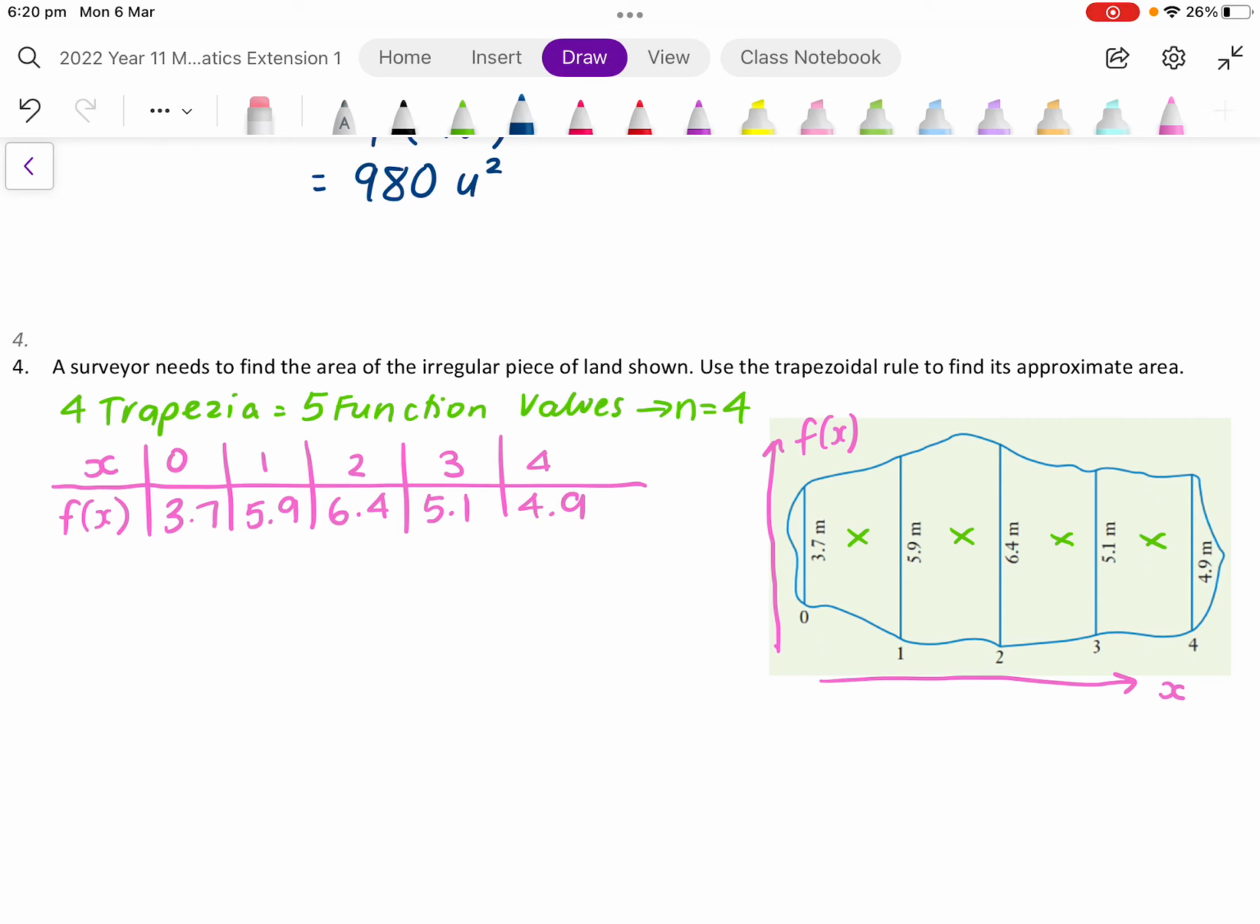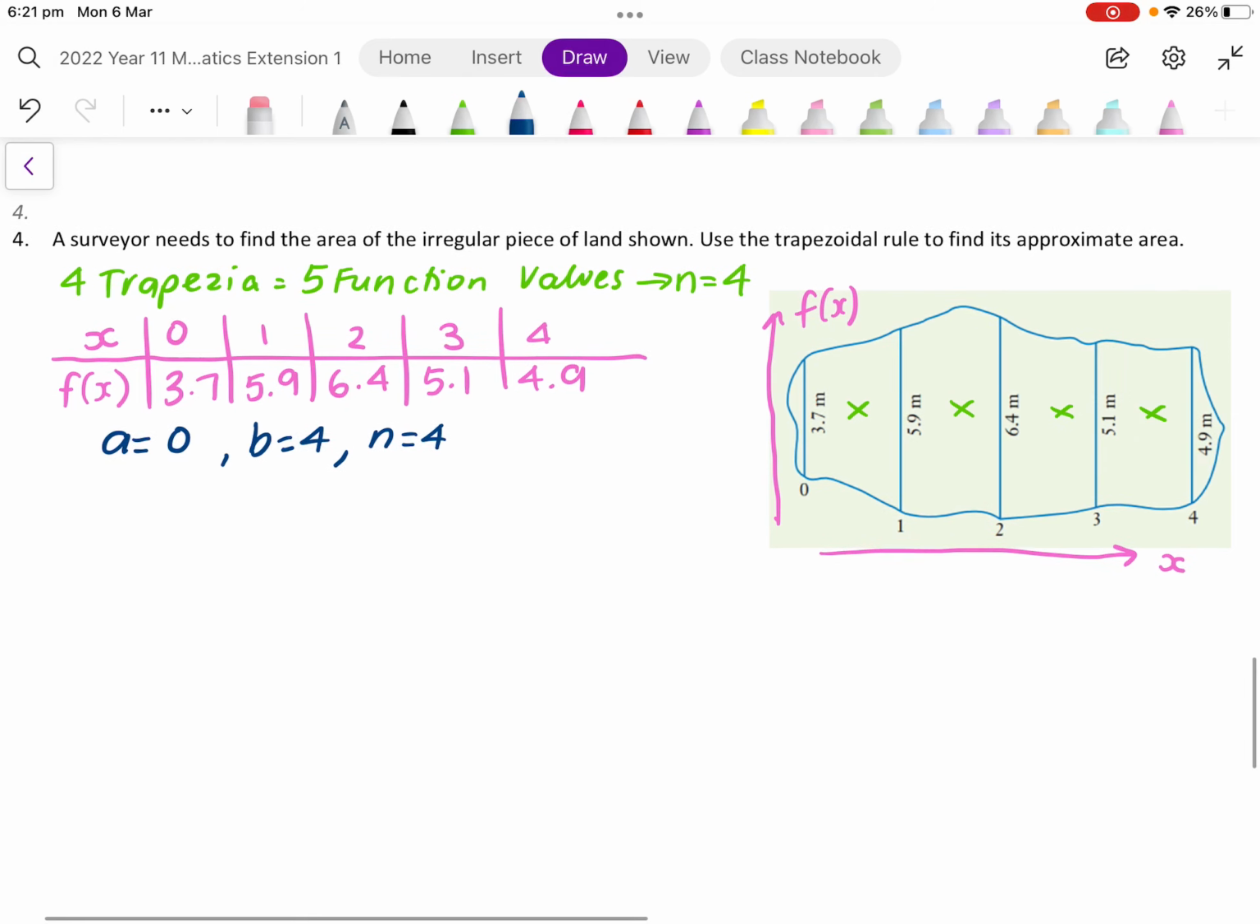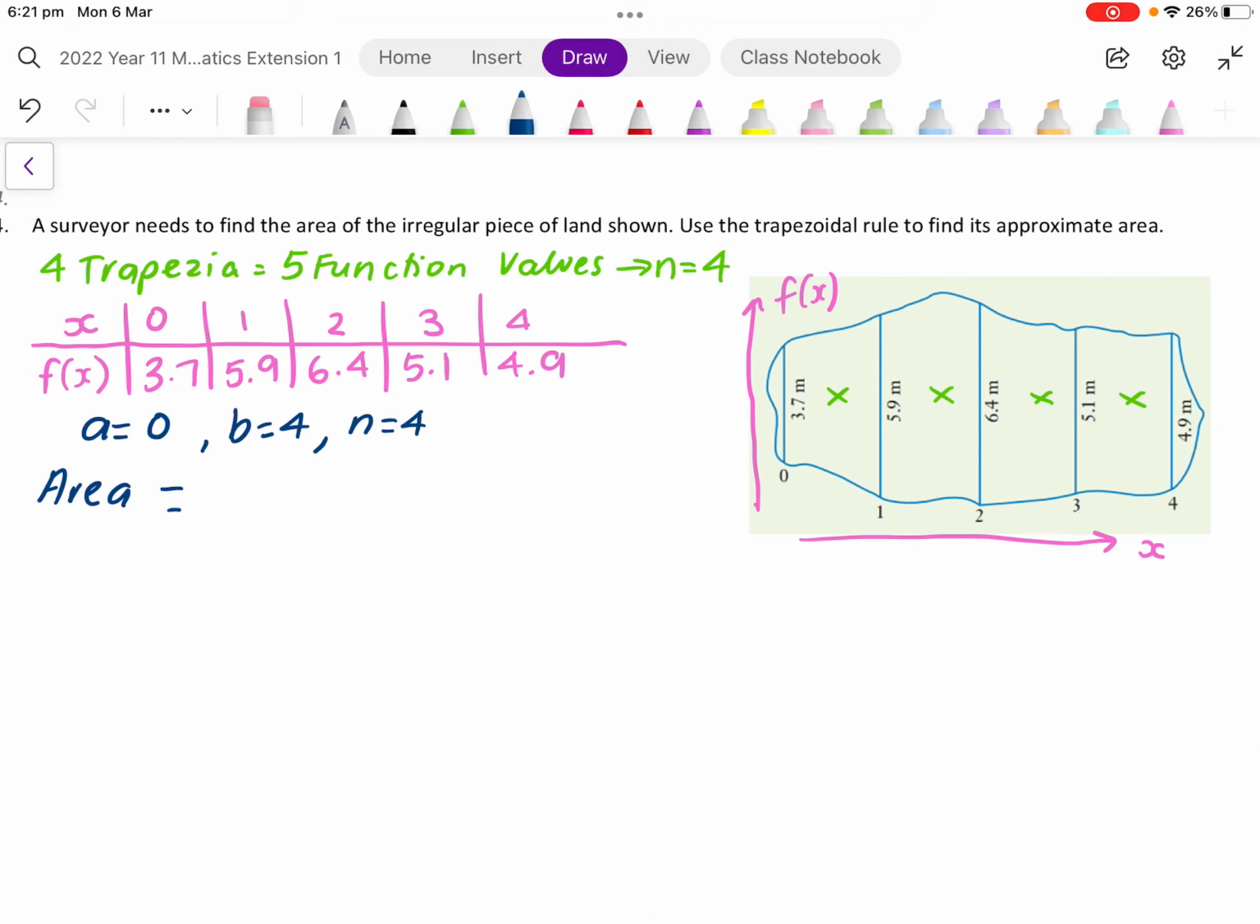This means that our a is equal to 0, because that's our first x value. Our b is equal to 4. Our n is equal to 4 as well. Because we're not actually being given an integral, we are calculating the area of this irregular piece of land. So we write area is approximately our b minus a over 2n, lots of f of a plus f of b plus 2 lots of everything else.